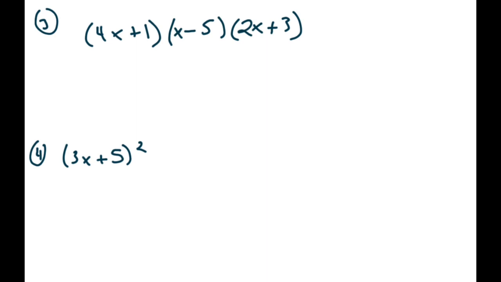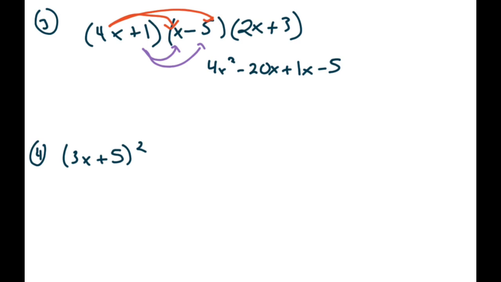Now 3. Whenever we are multiplying, we can only multiply 2 together at a time. So I'm basically just going to look at the first two parentheses here. And I'll multiply these two together first, and then I'll multiply it to the last parenthesis. So when I distribute, I got to distribute the 4x to both and the positive 1 to both. So this would give me 4x squared minus 20x. Distributing the 1 would give me a plus 1x minus 5.